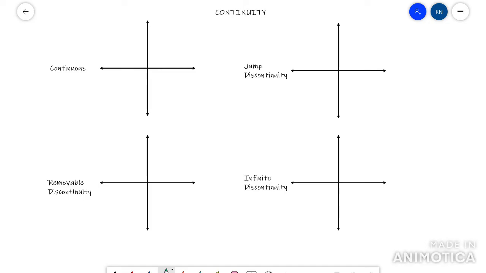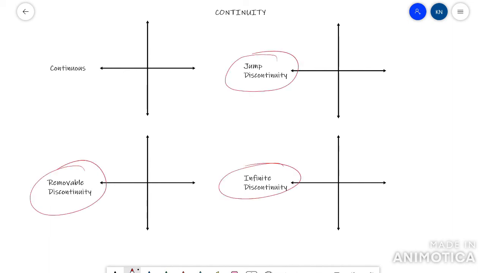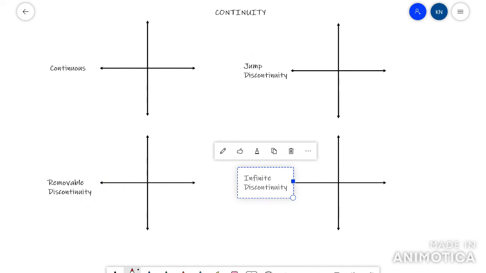Continuity is not very difficult as long as you know what you're looking for. So there's really three types of discontinuity that we're going to talk about. There's removable, there's jump, and then there's infinite. So I'll go over an example of each. But first, let's learn continuous.